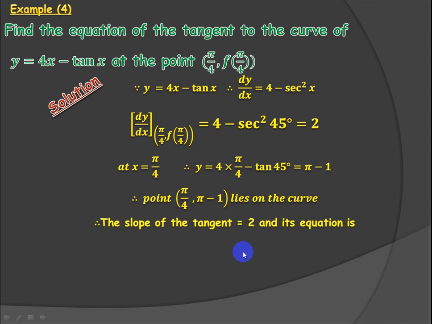The equation of the tangent to the curve is y minus y1 equals m times x minus x1. So y minus, between brackets, pi minus 1 equals 2 times x minus pi over 4. After simplifying this equation, you will find that the equation will take the form y equals 2x plus pi over 2 plus 1.